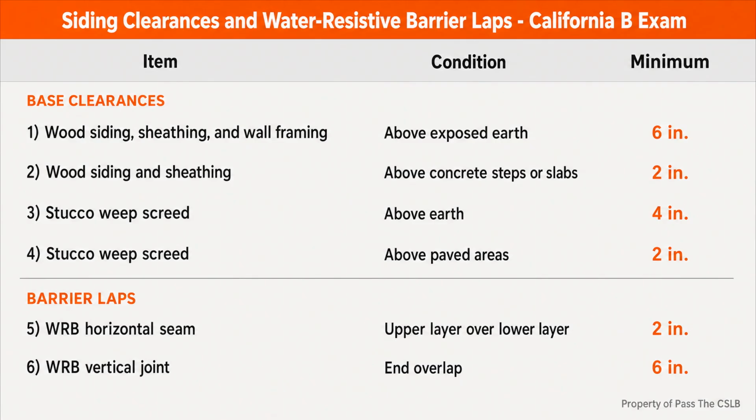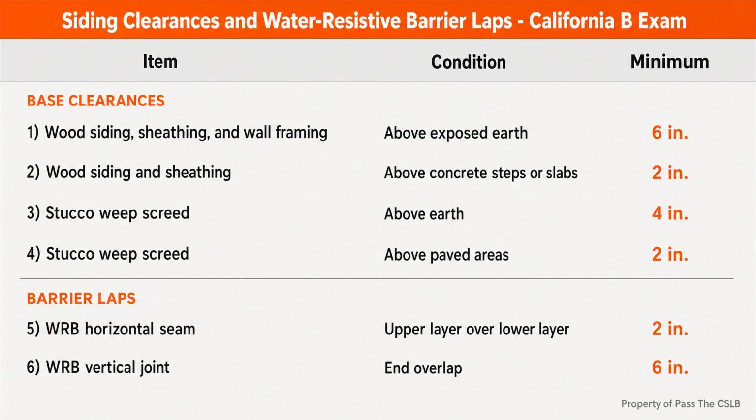I use a simple memory pattern for the verified clearance and water-resistive barrier numbers in this lesson. It is the rule of 2, 4, and 6. This is only a memory aid for the specific items I am about to connect to it. It is not a universal siding formula, and it is not a substitute for product instructions.